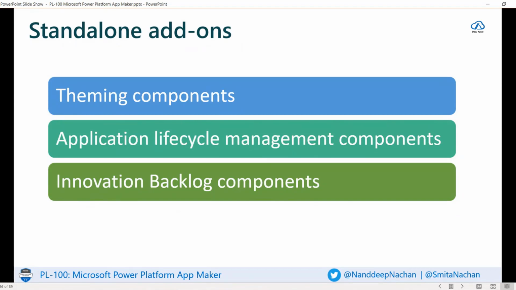The application lifecycle management components are intended to provide a Power Platform maker guidance for creating a healthy ALM practice for their solution as a part of their overall DevOps strategies. Then the innovation backlog components. The innovation backlog solution contains the assets that are relevant to everyone in the organization.